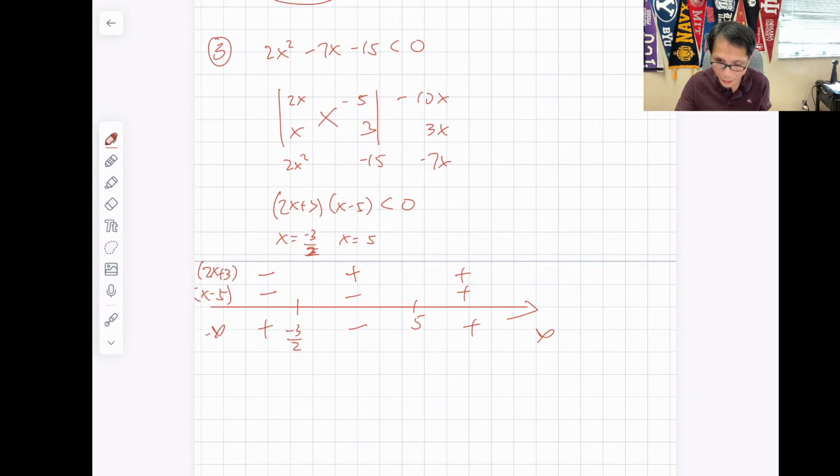What happened to the question? They say this one's less than 0. If it's less than 0, you look for the negative region.